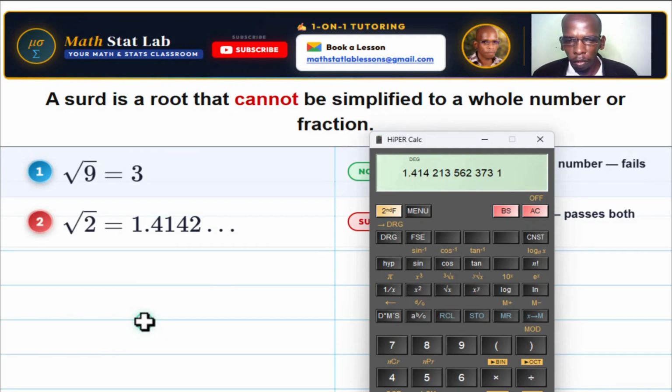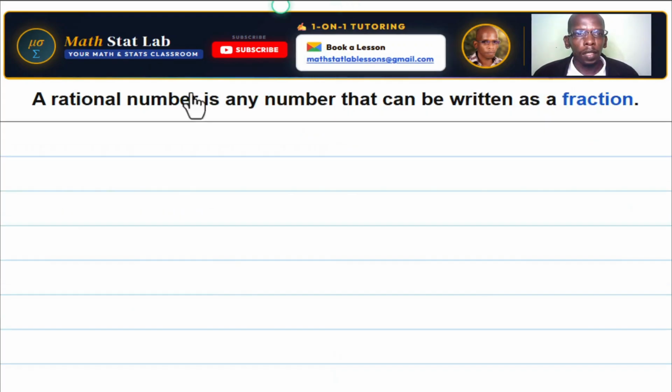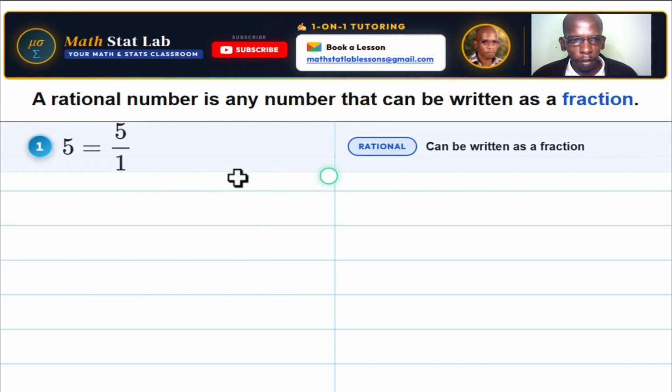But before we check those two rules, let us first understand what rational numbers and irrational numbers are, because they will help us understand the rules easily. So, what is a rational number? A rational number is a number that can be written as a fraction. For example, 5 can be written as 5 over 1, and 5 over 1 is a fraction. Since you can write 5 as a fraction, it means 5 is a rational number.